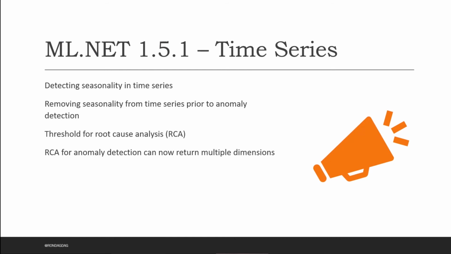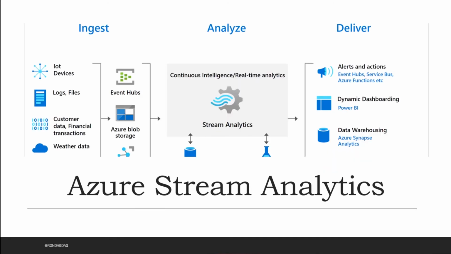All right. Of course, there's a new version of the time series catalog where you can now identify seasonality, and also do anomaly detection with seasonalities removed. Azure Stream Analytics is where you ingest your data, sending it through either Azure Blob Storage or Event Hubs. You send it through Azure Stream Analytics, and there's a way you can call anomaly detection there, and then you can send alerts based on that.